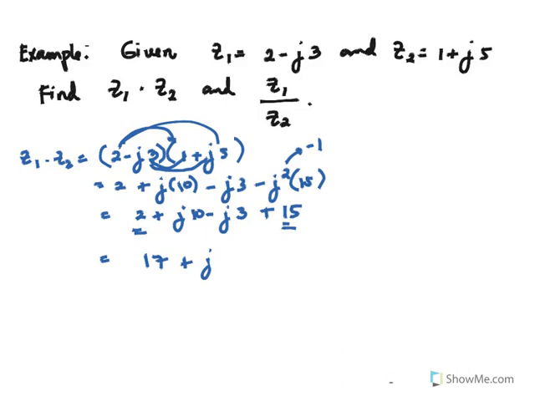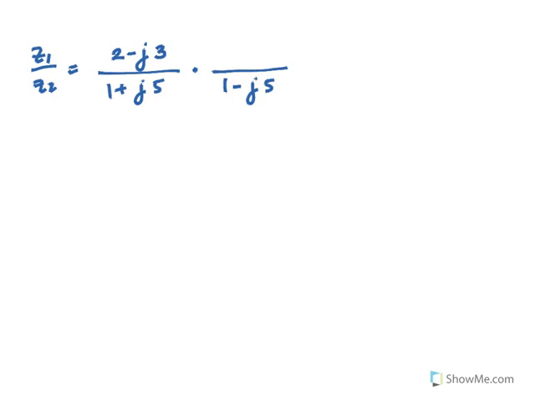Now, for the quotient, z1 over z2, that will be 2 minus j3 over 1 plus j5. Multiply the numerator and the denominator by the complex conjugate of the denominator. We look at the denominator, okay? So, that's 1 minus j5. 1 minus j5. And then, for the numerator, let's multiply.